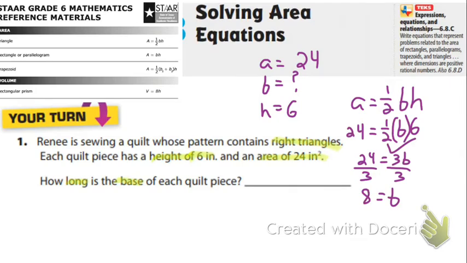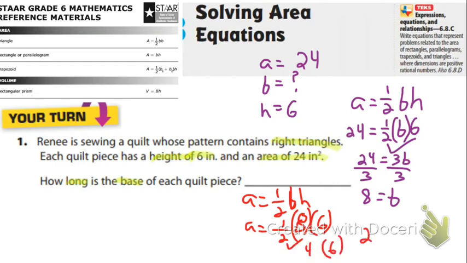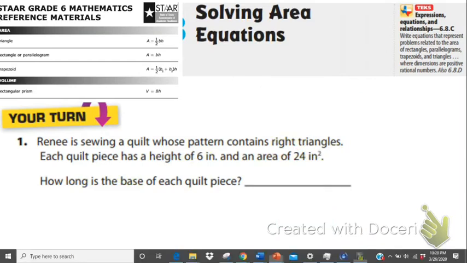And if you guys aren't sure, you can always double check. Plug it into the formula. So the base is 8. The height is 6. Area equals 1/2 base times height. So area is equal to 1/2 of 8 times 6. Half of 8 is 4, times 6 is 24 inches squared, which is right there. Okay, double check your answers.